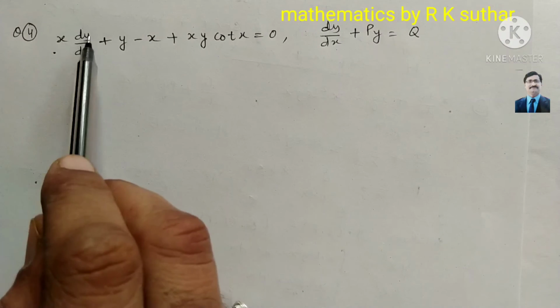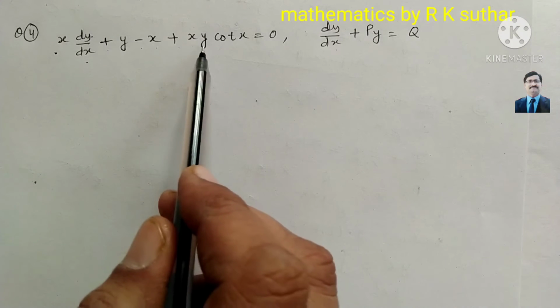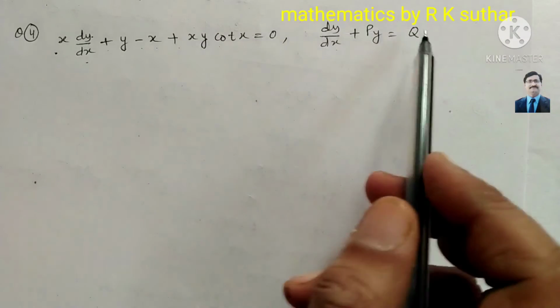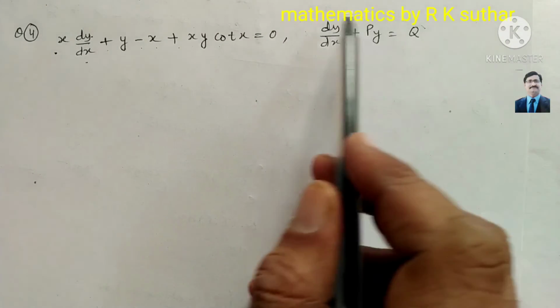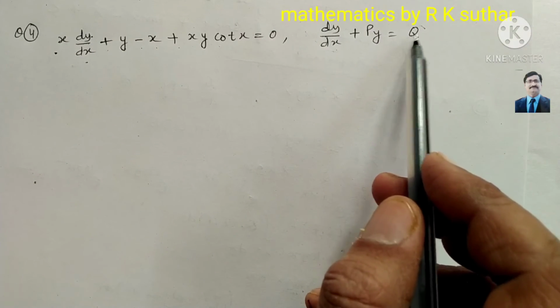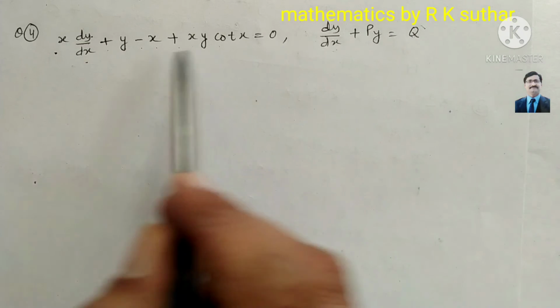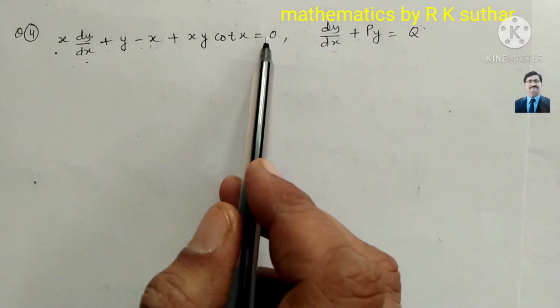Here the question is x dy/dx plus y minus x plus x y cot x equals 0. Look here, we compare this with dy/dx plus Py equals Q. First of all, we have to convert this equation into this format. For that, we want Q, and we know Q is the coefficient of x or a constant. So we have only this x, which we transfer to the right hand side.